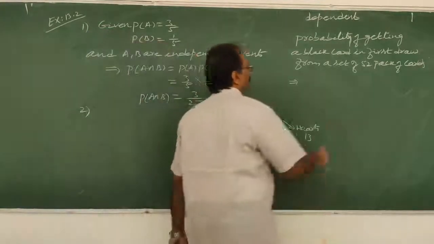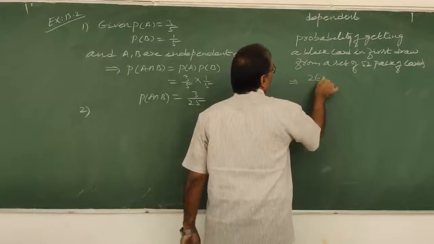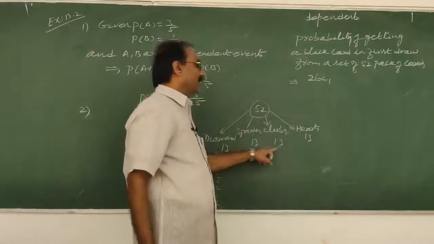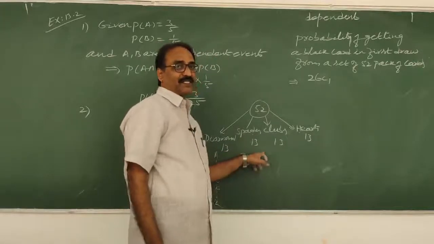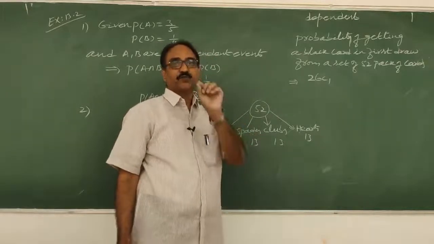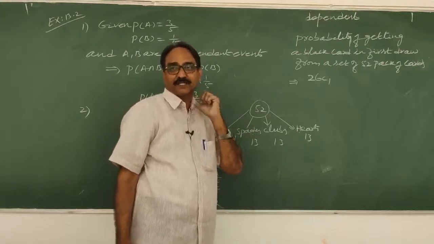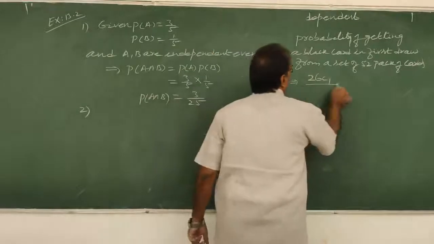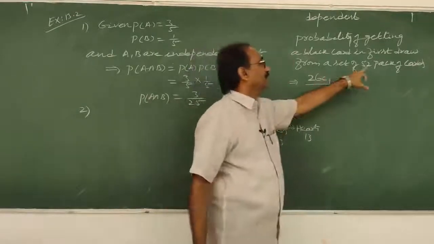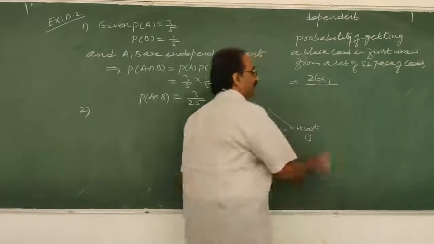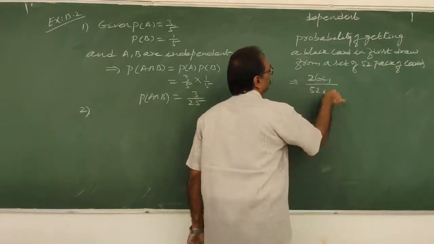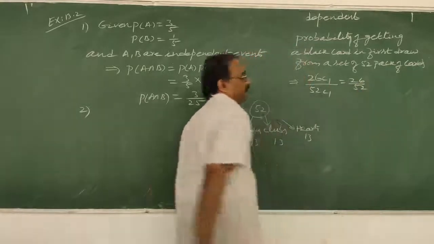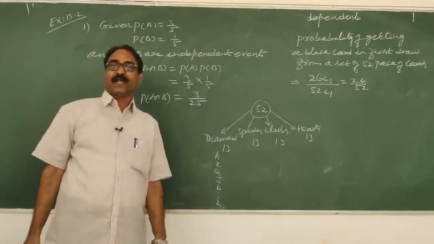So therefore, for the first one I have to get a black, meaning out of 26, because clubs and spades both are black colors only. So 13 plus 13, 26. Out of 26, one card is drawn. Permutation combinations, 26C1 by probability. How many cards are there in the pack? 52. Out of 52, I am getting one card, 52C1. Simply it is nothing but 26 by 52. Let it be like this.